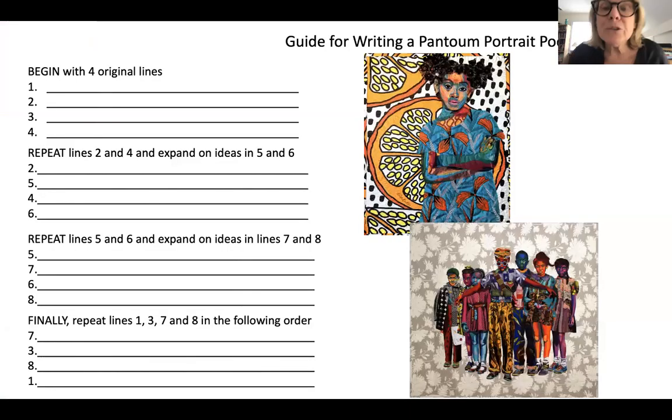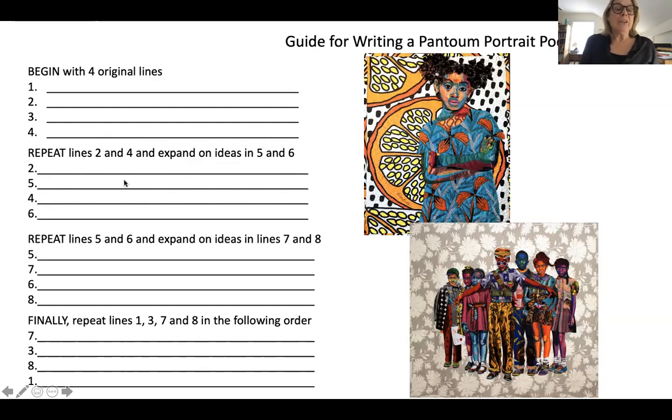And you'll see that the Pantoum itself is a poem of repetition, which I think is really great because repetition is very much a part of Bisa Butler's work. As you notice, the way she uses the fabrics, which themselves have repeated shapes and forms. So you're going to begin your Pantoum with 4 original lines, and those can come from the sentences, the brainstorming that you've already done. As I've said, these lines don't have to be complete sentences, and you may find them being rather long lines, or they could be shorter.